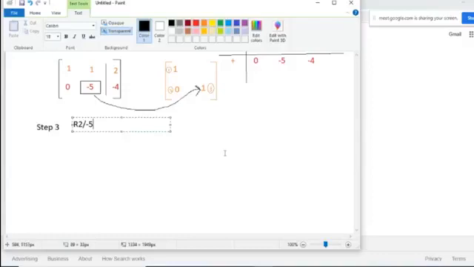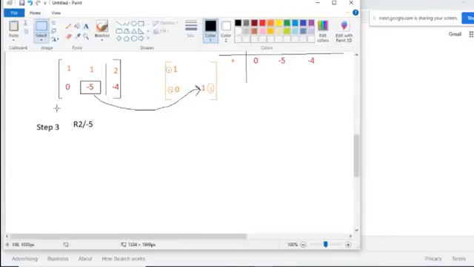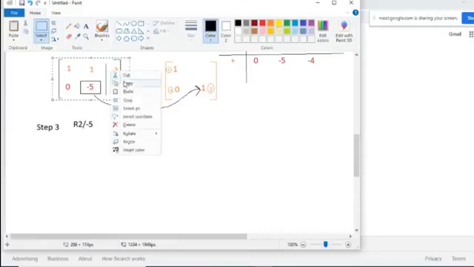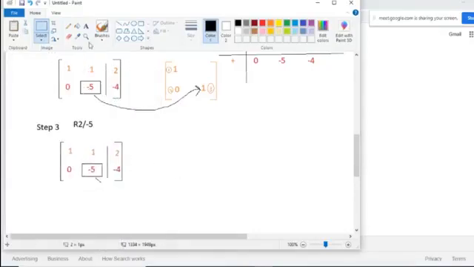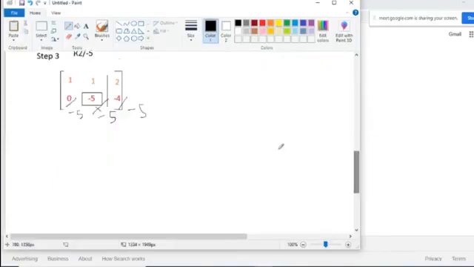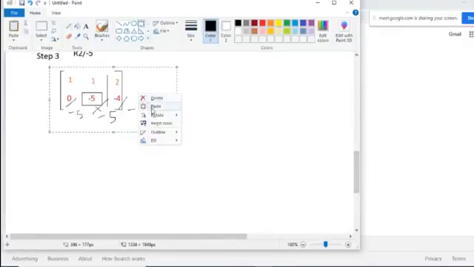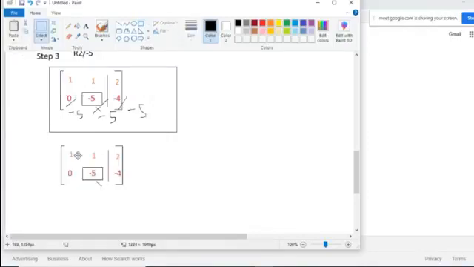I will divide because I want the answer to be 1. Then I will copy this matrix again, and I will go to R2, and try to divide all the numbers within R2 by negative 5. I will divide here by negative 5. I will divide here by negative 5. And I will divide here also by negative 5. Then what will be with me? Can you give me the answer? When you divide all of those by negative 5, the answer will be what?